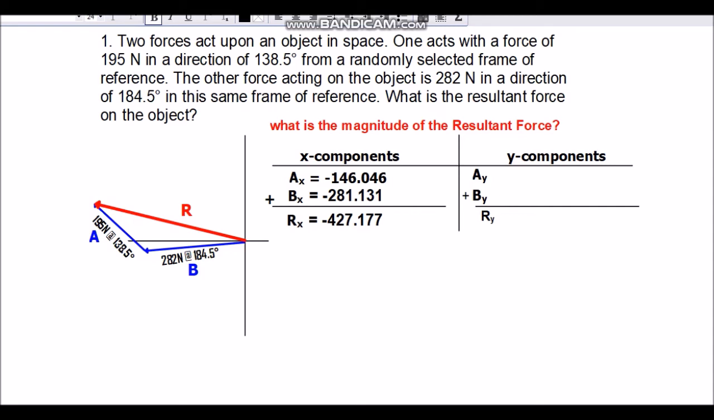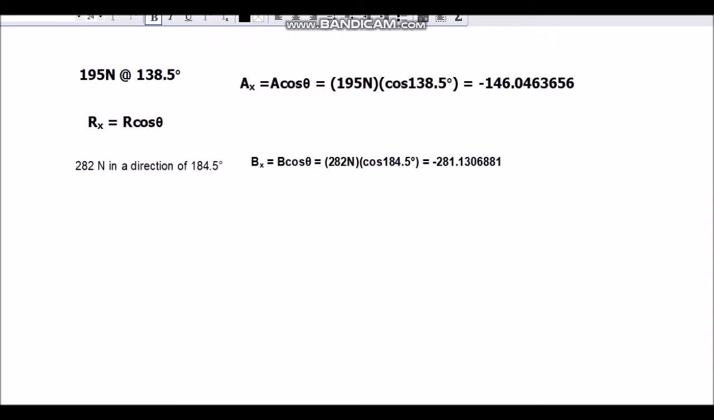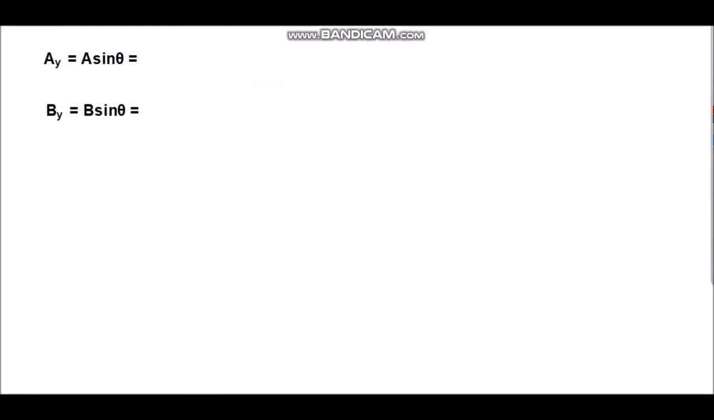Okay? All right, moving along, it's time for us to go ahead and figure out our y components. So let me go to my scrap paper. All right, so let me erase that and restart my scrap paper. As you can see now, it's prepared to solve for y components. And so in the vector that I chose as A, that was the one that had 195 Newton magnitude with a direction of 138.5 degrees. So I plug in my calculator, 195 times sine of 138.5, and I get 129.2109094. So that would be the y component of my first vector.